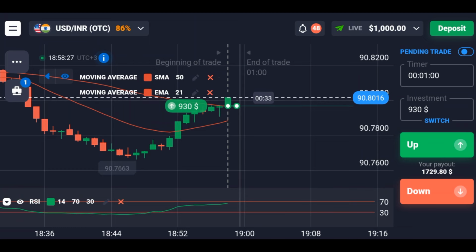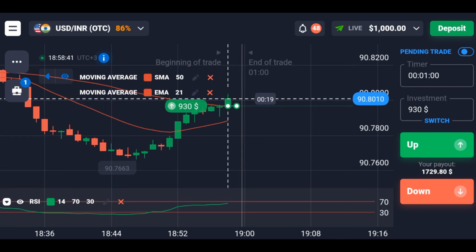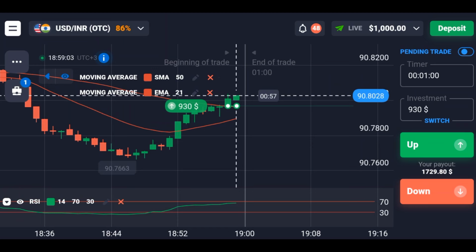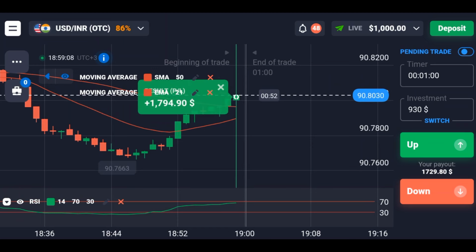Should we see a crossover between these two moving averages, the SMA 50 and EMA 21, then that again is a signal that prices will continue to rise, and that means that we should continue trading upwards. So if we win this one, we will make $1729 out of that trade, plus the 1,000 that we already have. That will be $2729 minus $1,400, that will be $1,300 in profits for today. If that is not enough money in a day, then I don't know what is.